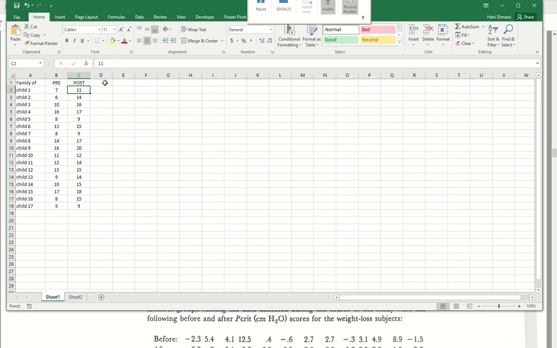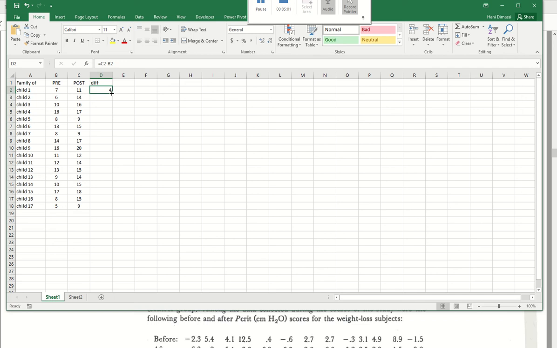Therefore, you can actually calculate the difference, or you want to call it change, you want to call it increase, you call it whatever you want to call it. So I can calculate how much the knowledge increased, for example, for family 1, family of child 1. So it used to be 7 and it went up to 11. I can write a formula where I say, okay, let's see the difference. How much did it increase? It increased from 7 all the way to 11. So actually the difference is 4. So family 1 increased the score by 4 units.